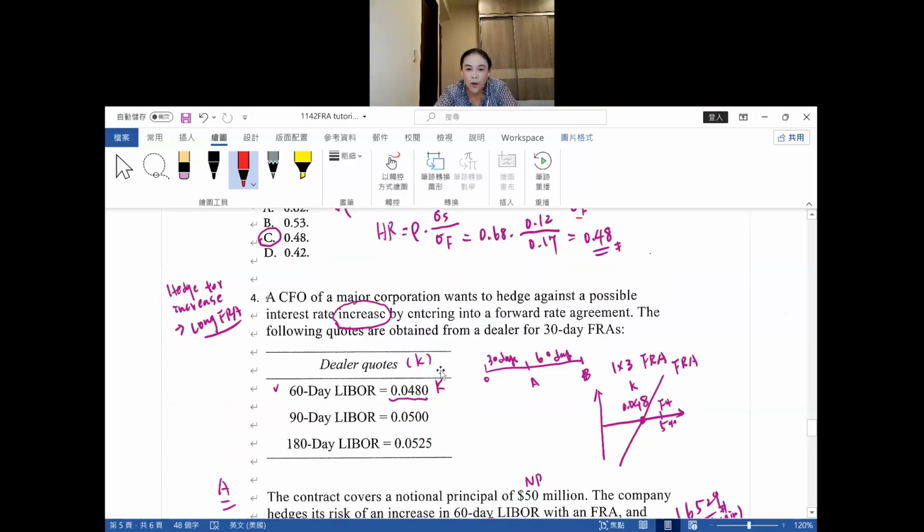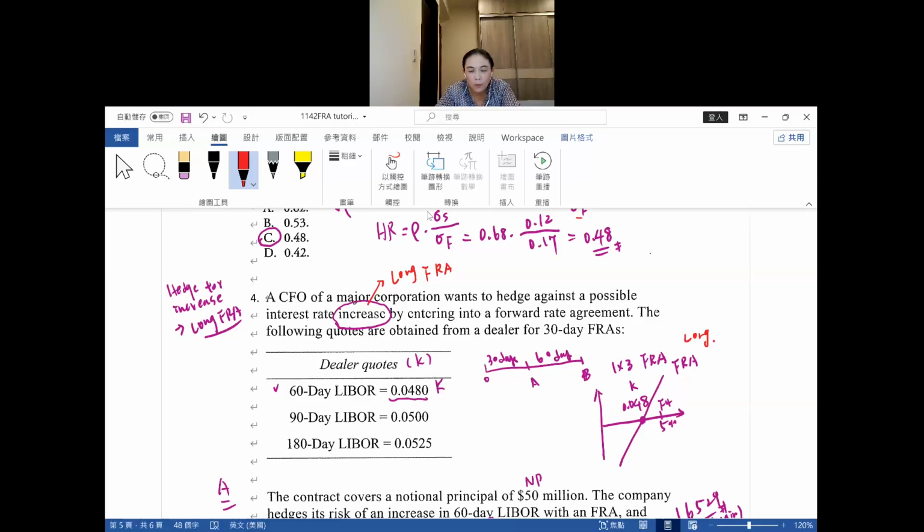Okay. And question 4 is about the FRA. Let's take a look. A CFO of a major company wants to hedge against the possible interest rate increase. So if you want to hedge increase, that means you want to have a FRA when the price goes up, you earn money, right? So in that case, you should go long FRA. Okay, so this is a long FRA. So when the price goes up, you earn money, right?